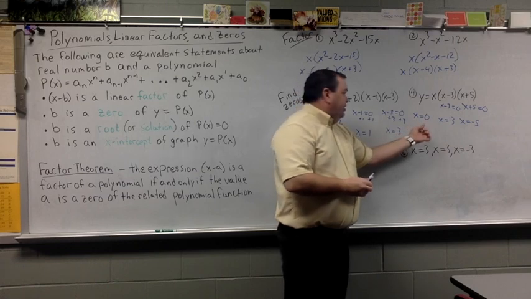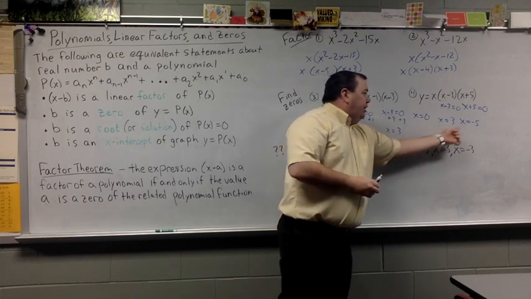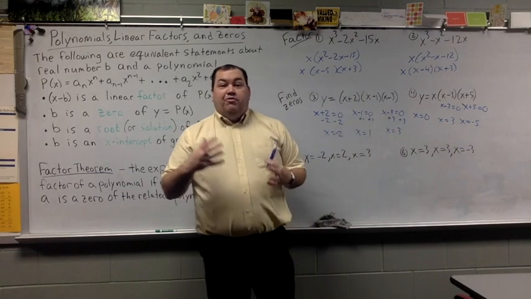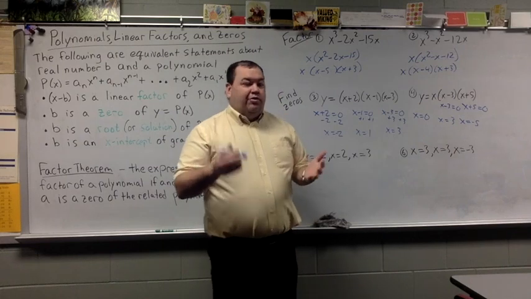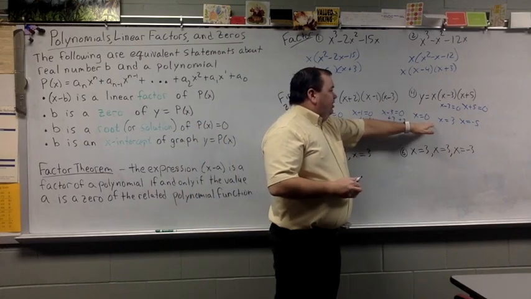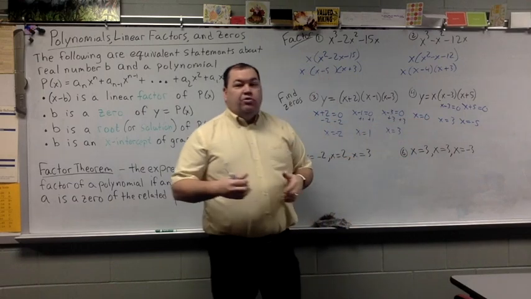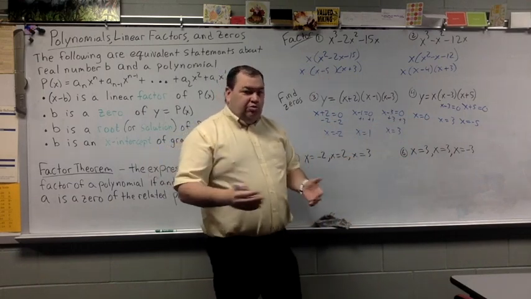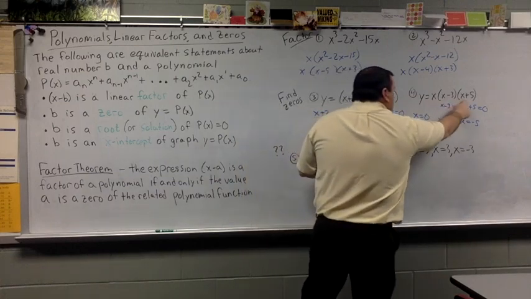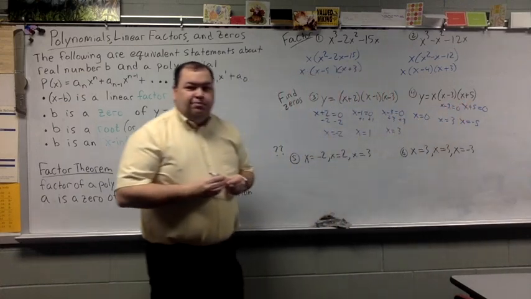Now, if I take this equivalence theorem and I think about where the x-intercepts are at, they're going to be at 0, 3, and -5. So if I'm a visual person and I like to look at the graph, you're going to see that's where it crosses the x-axis. Those are the zeros. Those are the roots. Those are the solutions. Those are the factors. We're talking the same language.